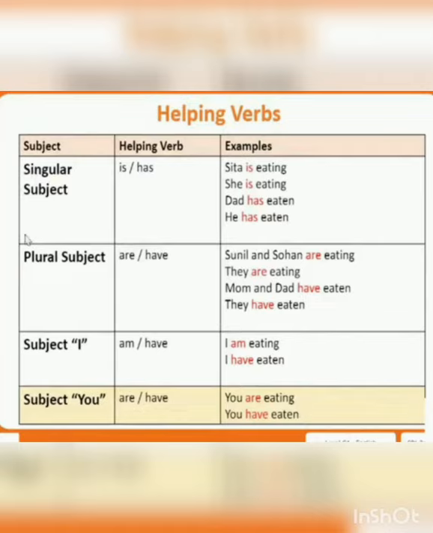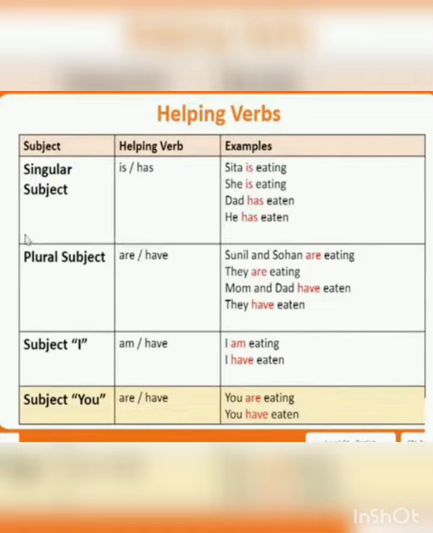Now in the grammar section, we will revise how to use helping verbs is, am, are and has, have. So let's get started. First of all, you can see here three columns: subject, helping verb and examples. See the first one, if our subject is singular, then we will use helping verbs is or has. Now see the example where we will use is and where we can use has.